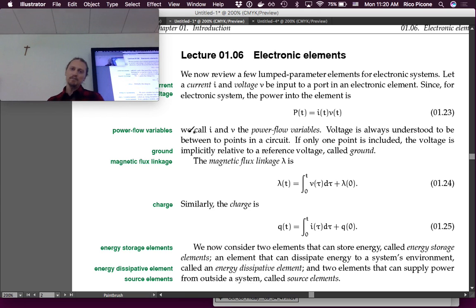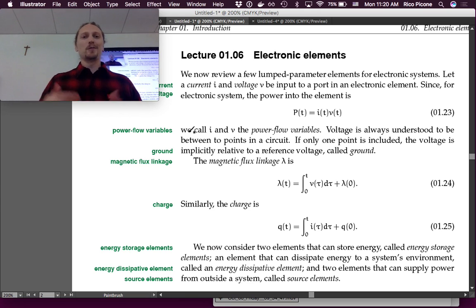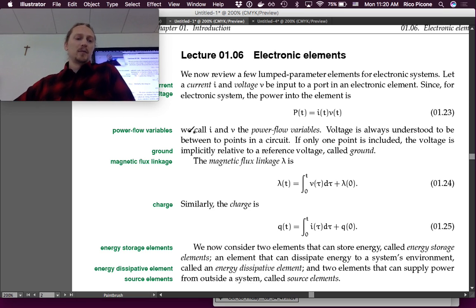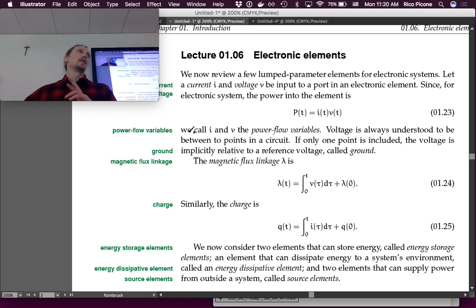So we'll do the electronic systems really quickly. We're going to move through these, but I think that it should be fine because we've seen them all before. Nothing new here. And actually, we're only going to look at the simplest of the electronic elements we considered. We considered more complex ones than we're going to consider in this set of notes. So we now review a few lumped parameter elements for electronic systems.